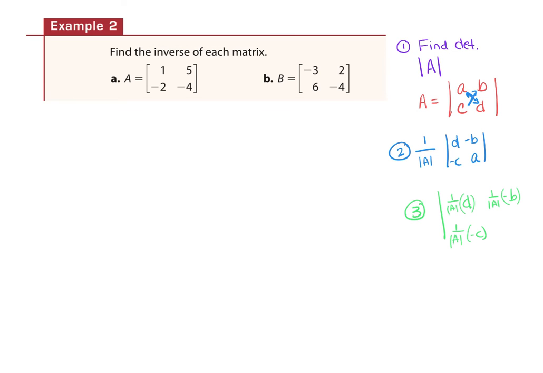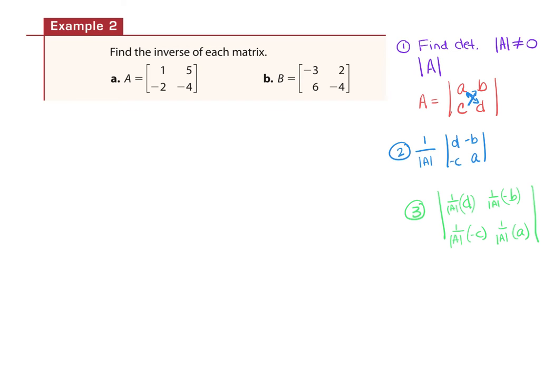Now there's one stipulation here. If my determinant is 0, I will not have an inverse, because I am multiplying by 1 over my determinant. So all of this stipulates on the fact that your determinant does not equal 0. All right, your determinant cannot equal 0. If it does, you cannot find an inverse.